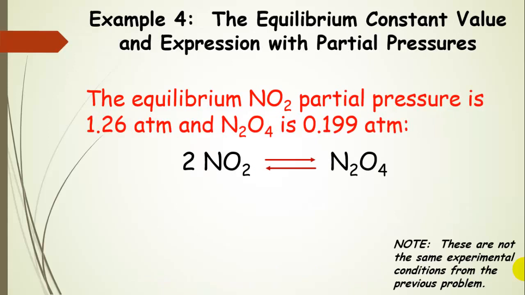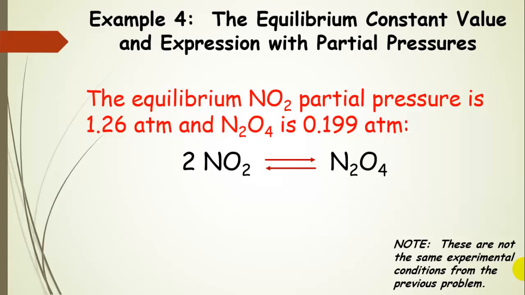So now let's use some partial pressures. Now these are not the same experimental conditions. Now we're going to put in equilibrium values of 1.26 atmospheres of nitrogen dioxide and 0.199 atmospheres dinitrogen tetroxide. So go ahead and write the equilibrium constant expression with partial pressures, and then go ahead and plug in those partial pressures.